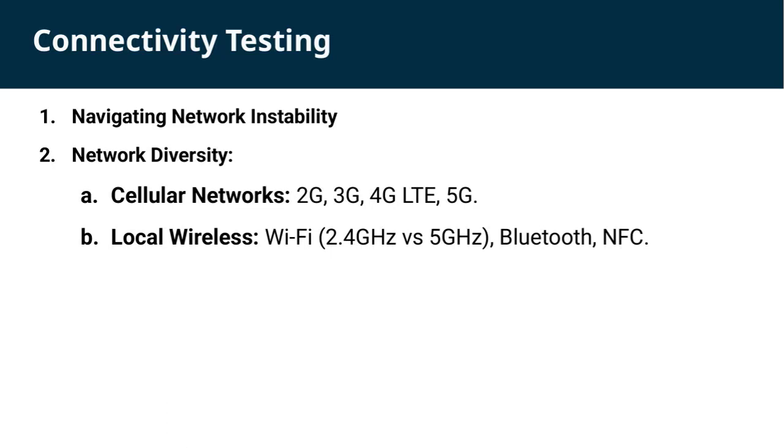When we talk about navigating network instability, one key strategy is embracing network diversity. That means using different types of connections to stay online. Cellular networks come in many flavors, from 2G all the way up to 5G, each with its own strengths. Then there's local wireless options like Wi-Fi, which itself splits into 2.4 and 5 GHz bands, plus Bluetooth and NFC for close-range links. To keep things smooth, regular connectivity testing helps us spot issues before they become problems.